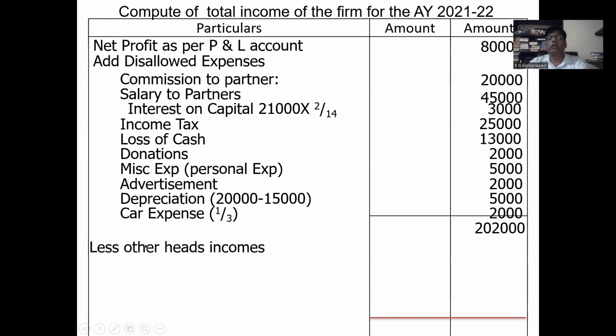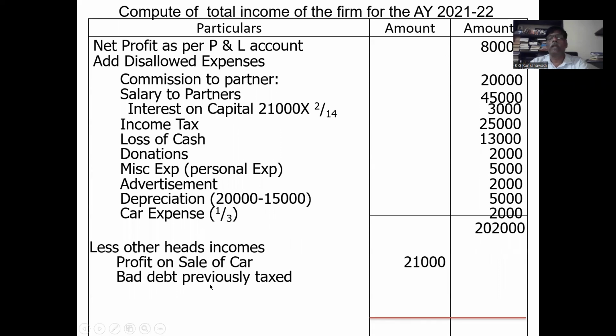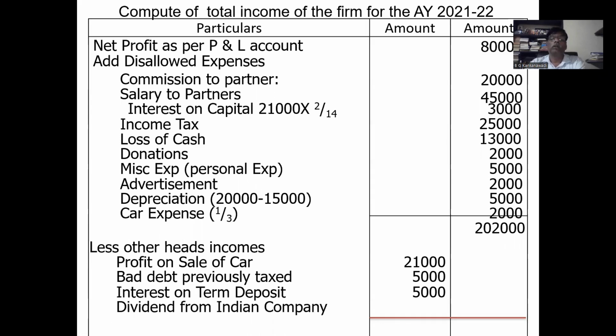In this total, you deduct other head incomes. First is profit on sale of car 21,000. Second, bad debt previously taxed, disallowed, 5,000. Interest on term deposit 5,000. Okay. And one more, dividend from Indian company 10,000. You deduct these items not related to business. 41,000 you deduct, balance is 1,61,000.